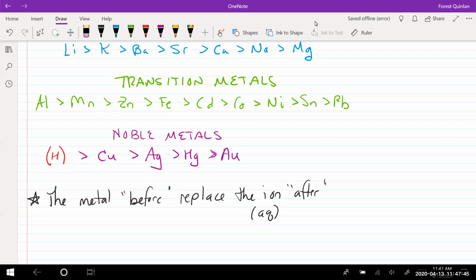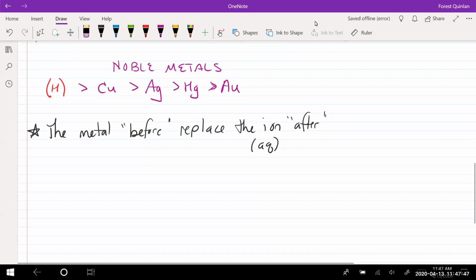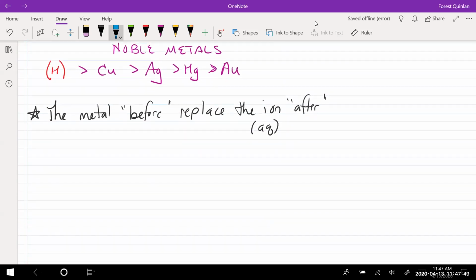And again, for Destiny and Vince, I just want to point out that really what this comes down to in the brass tacks, and this is all I expect you to know, is that groups 1 and 2 are greater than the transitions, which are greater than the nobles.